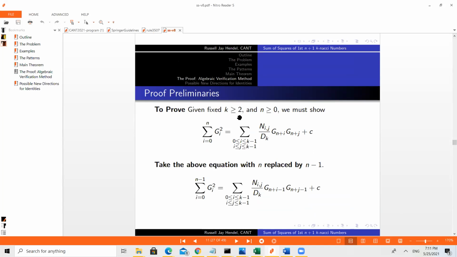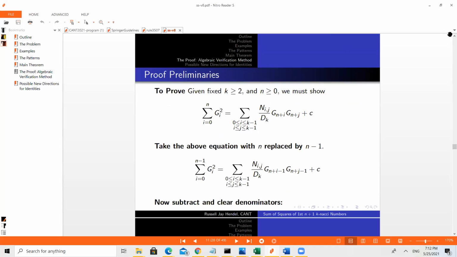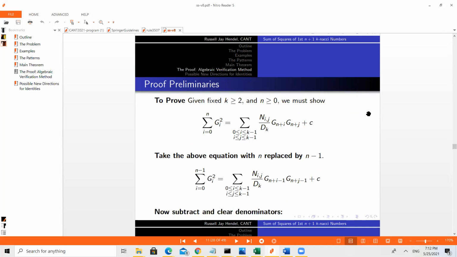So given fixed k greater than or equal to 2 and n greater than or equal to 0, we must show the following equality. Well, as you all know, if anyone's ever taught discrete math, if you want to prove something for all n for a sum, you take the above equation with n replaced by n minus 1 and subtract it, and that removes the summation sign. So that's just a standard procedure. This is what I want to prove. This is what I want to prove at n minus 1. These two are true if and only if the difference is true, starting off from some trivial condition, which is the initial case.